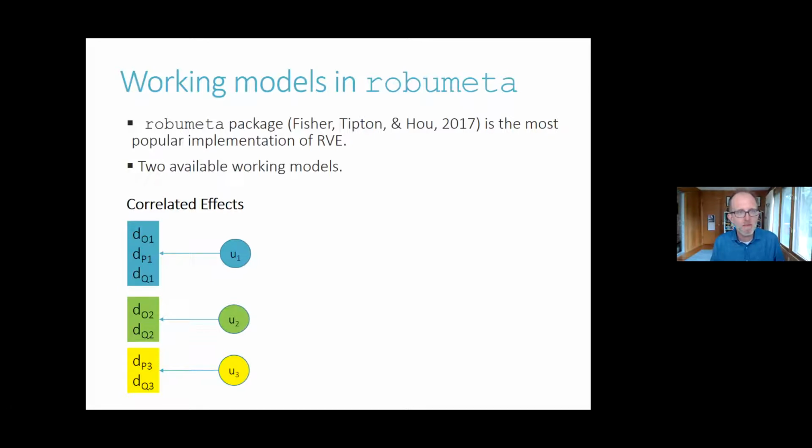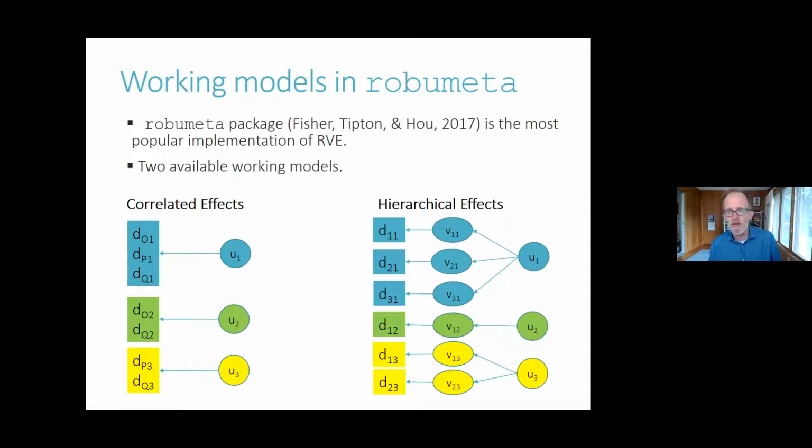The other working model in robumeta is called hierarchical effects. It's what it sounds like. It treats each effect size estimate as independent, conditional on its true effect. And it allows for random effects within each study, here I call those v's, and then heterogeneity between studies. So we've got a structure where effect size estimates have sampling error, and they also have true heterogeneity within each study, and then there's also between-study heterogeneity.